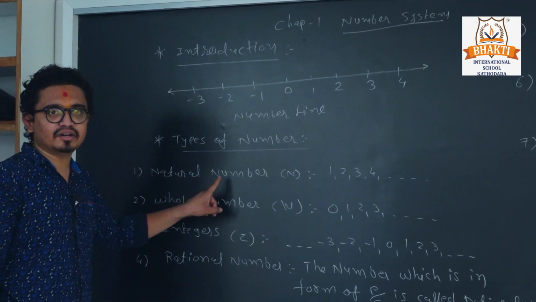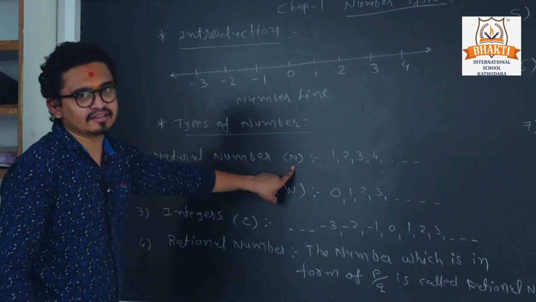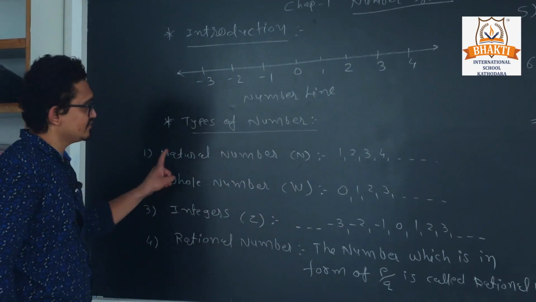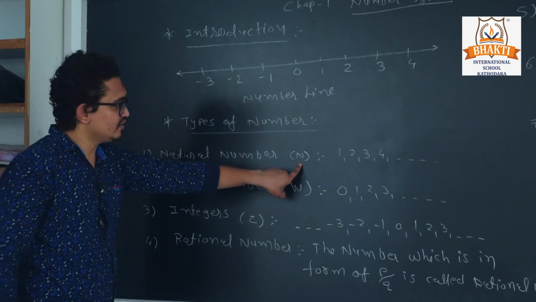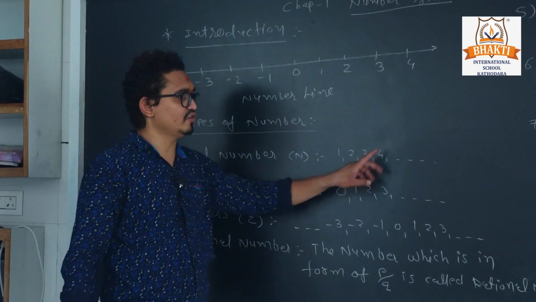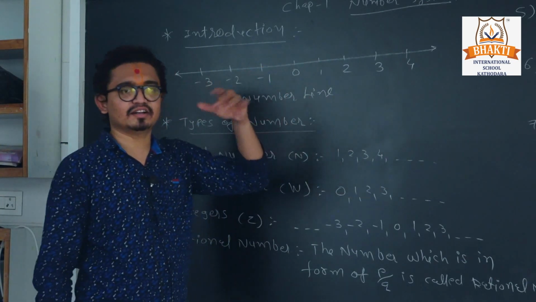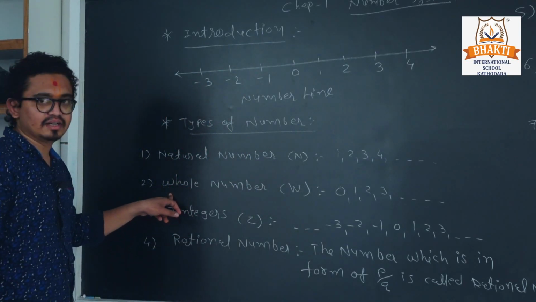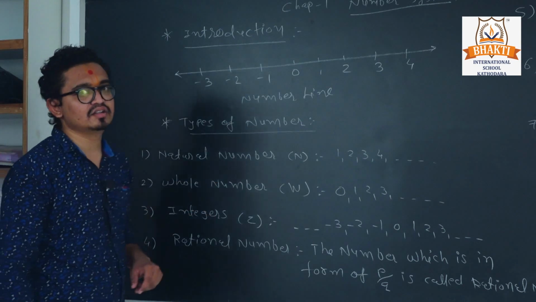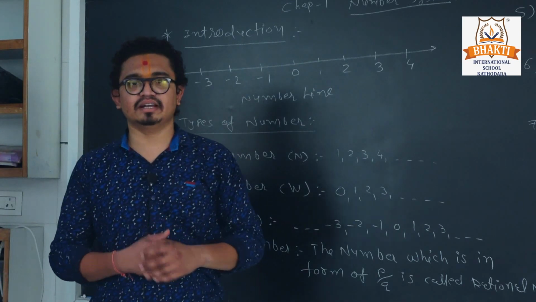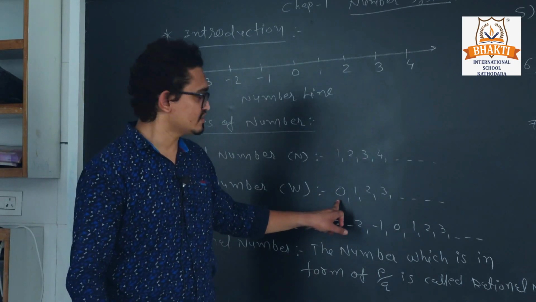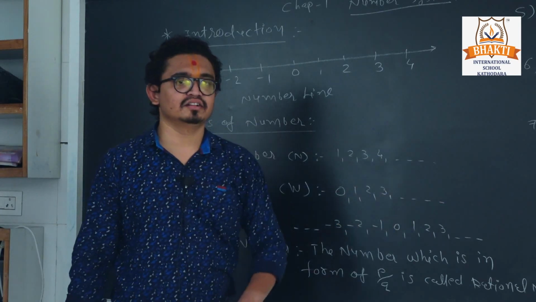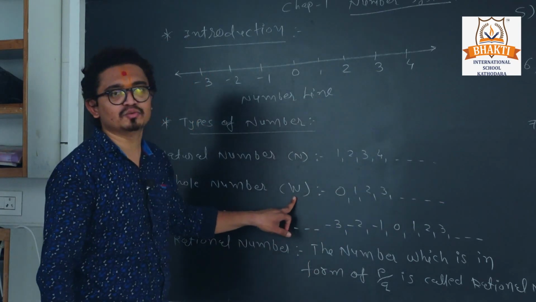Natural numbers are denoted with N. They start from 1, 2, 3, 4 onwards, so we are taking the numbers up to lakhs and crores. The second type of number is called whole number. In whole numbers what happens? They start from 0. So, 0, 1, 2, 3 like that, and they are denoted with W.